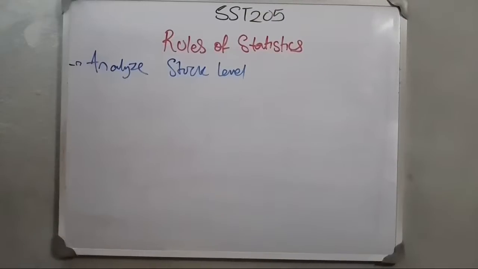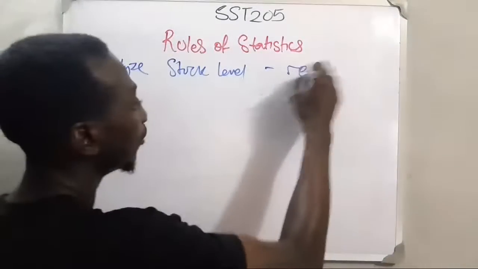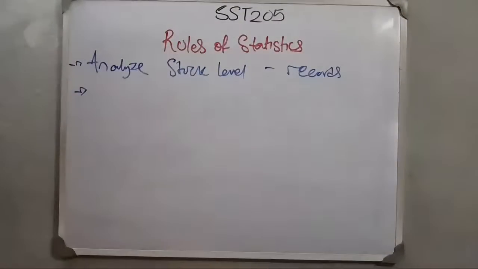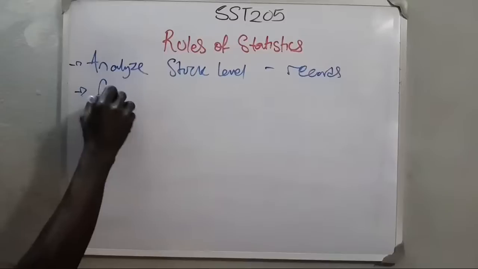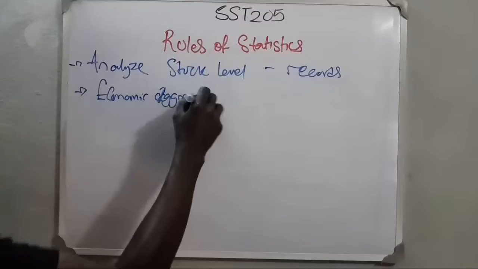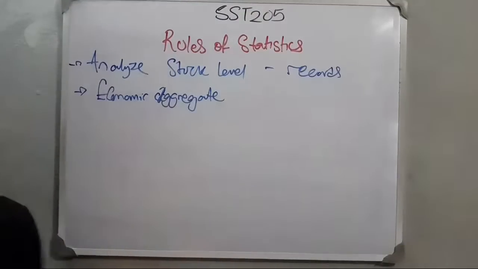The minimization of malformations in recorded level, all about records. We have economic aggregate. When we say economic aggregate, now we're talking about macroeconomics that has to do with government activity.